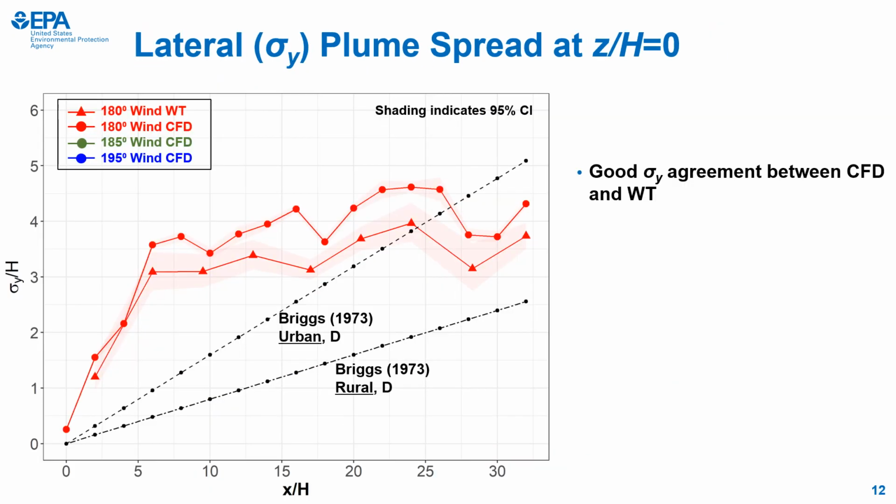Now let's take a look at the sigma Y variable, or the lateral spread of the plume with downwind distance. This plot shows the wind tunnel measurements in red triangles, and the CFD model is plotted with red circles. In general, both datasets show good agreement and trend with downwind propagation. It's apparent that the plume spreads laterally quite quickly within the first few rows of buildings. Then the plume really doesn't develop much more after that, past about 6 or 7 building heights downwind.